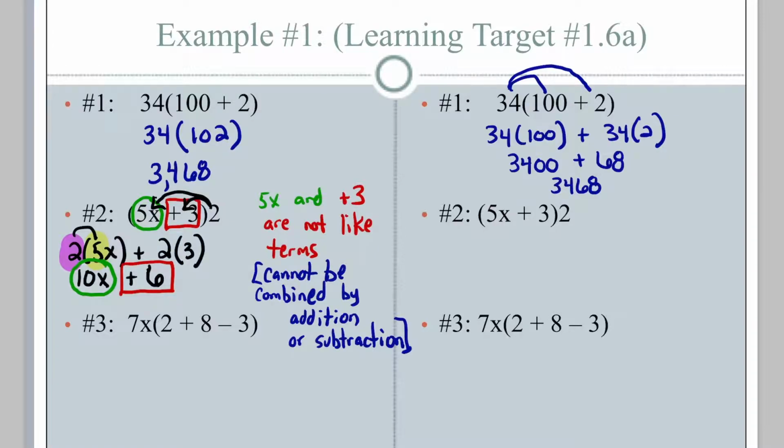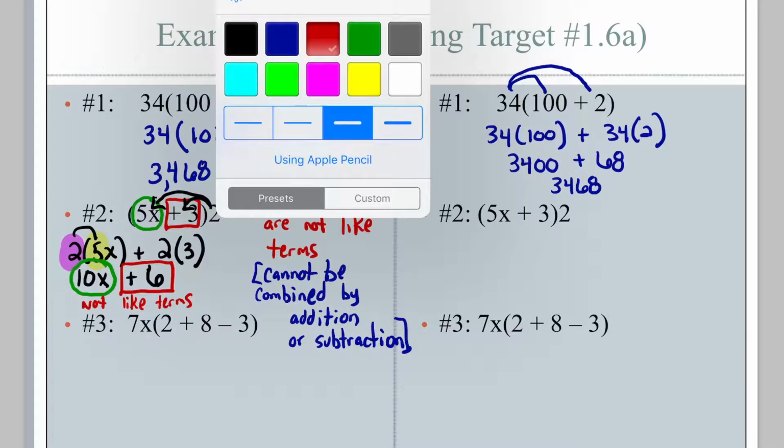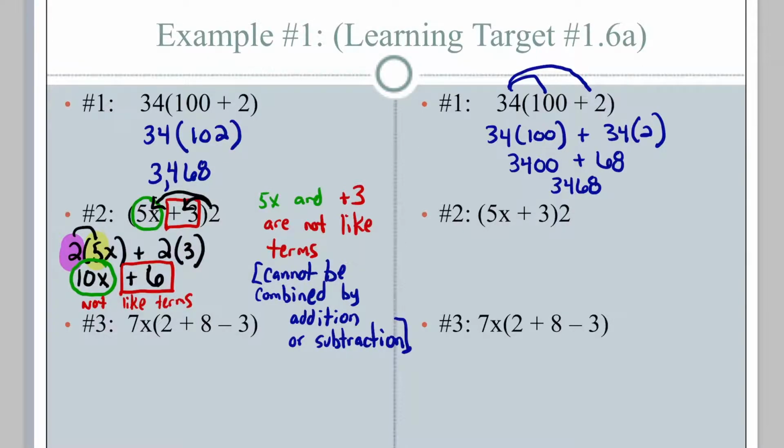Well, x is the variable in 10x. 6 does not have a variable, so they do not have the exact same variable. So they are not like terms. For that reason, we have a simplified expression of 10x plus 6 as our final answer. And so in the example number 2 to the right, I'm not going to work it out completely, but it does not matter which direction we distribute it from, we still end up with 10x plus 6 as our final simplified expression.